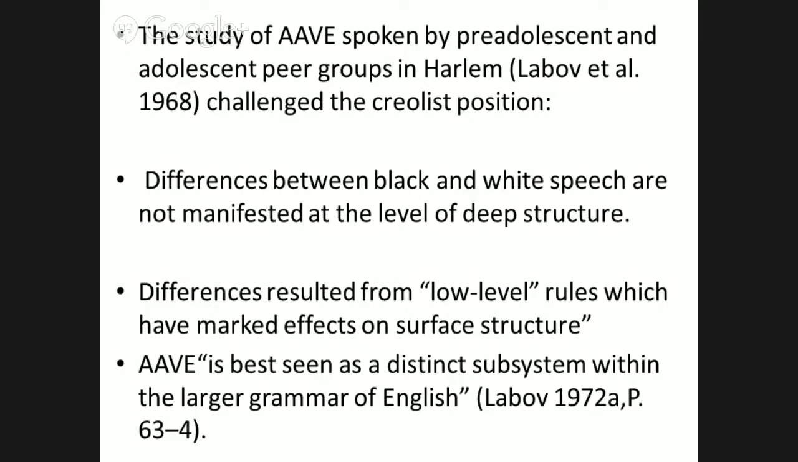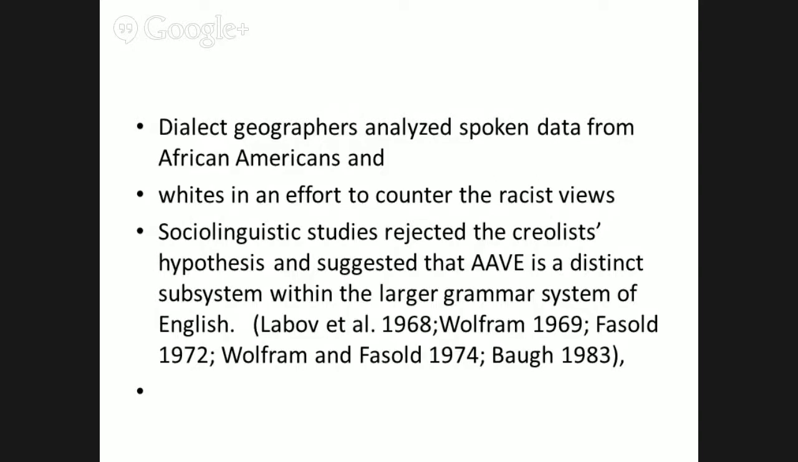But more studies on urban African American English revealed that there is basically no significant difference at the deep structural level; the difference is only at a lower and higher level. African American Vernacular English is a subsystem within the larger grammar of English. More studies supported this hypothesis. Sociolinguistic studies rejected the Creolist hypothesis and suggested that African American English has its own distinct system, within the general system of English. It's not imported with the slaves from their first languages.